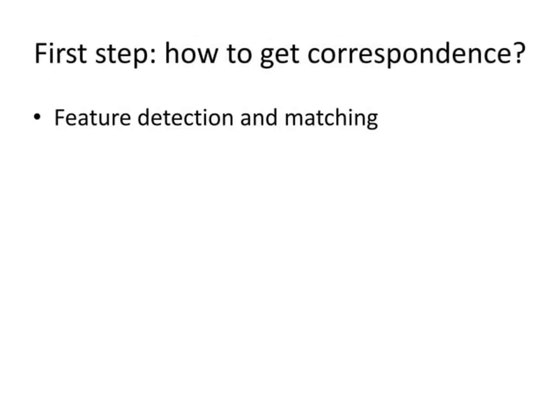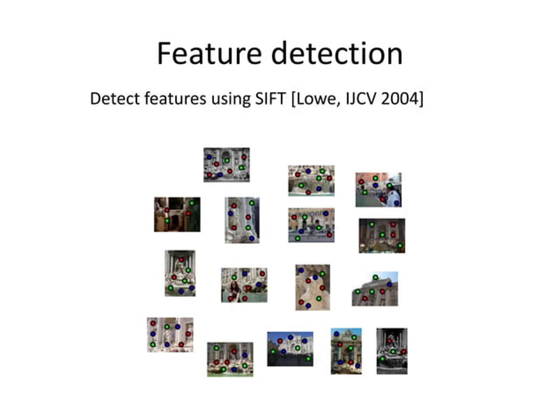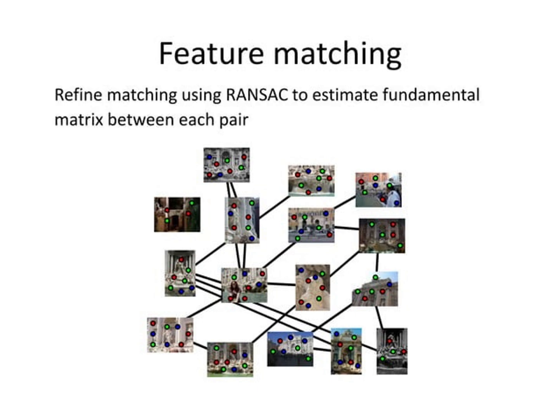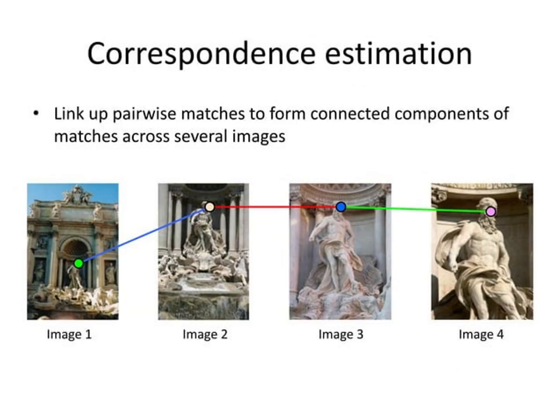This is photo tourism: how to get corresponding feature detection and matching. We have the detected features. Here we match features between each pair of images. We refine matching using RANSAC to estimate the fundamental matrix between each pair. The image connectivity graph is produced using a graphics toolkit. Correspondence estimation links pairwise matches to form connected components of matches across several images.